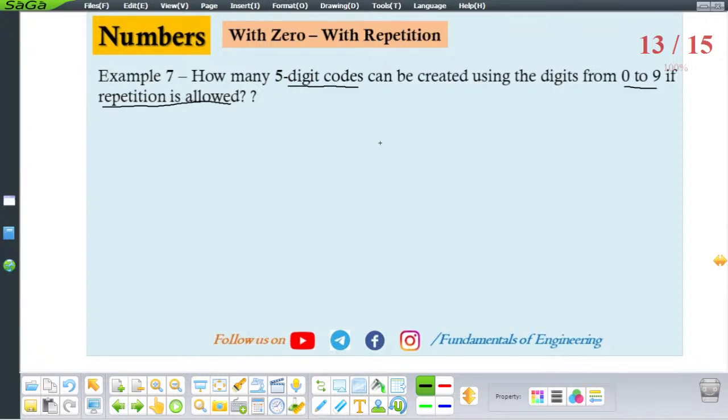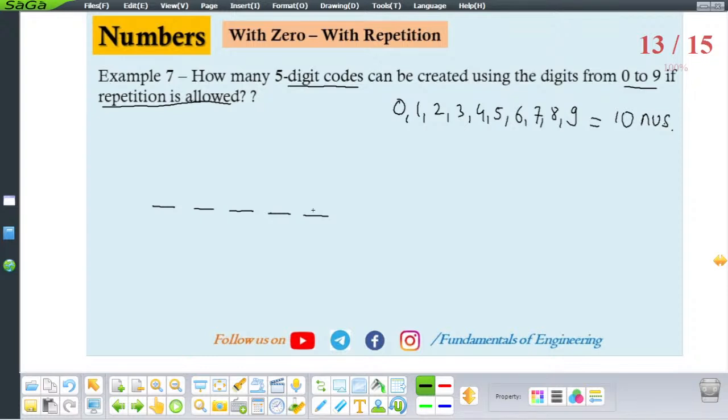Right? So 0 to 9. How many? 0, 1, 2, 3, 4, 5, 6, 7, 8, 9. So we have 10 numbers, and we have to form a 5-digit code, and here repetition is allowed. So how do we get a 5-digit code? 1, 2, 3, 4, 5. A 5-digit code we have to form.